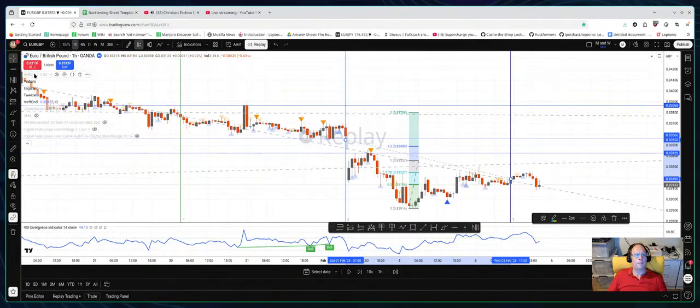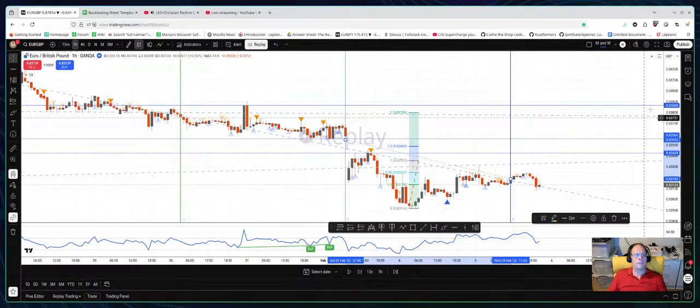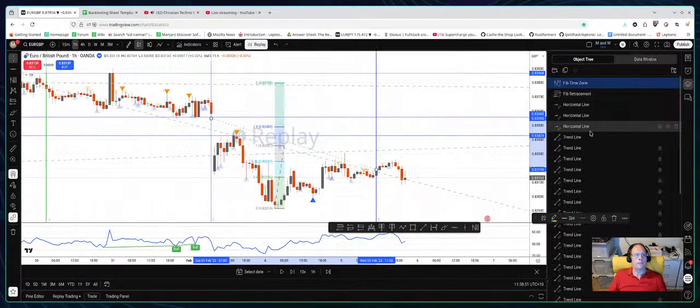Let me make sure all my indicators are on. They are: pin bars, engulfing, tweezers. Yes. Let's put the moving average ribbon on, or maybe we're just getting too many lines. Too many lines. Okay. Oh, you know what? I forgot to put all of those.